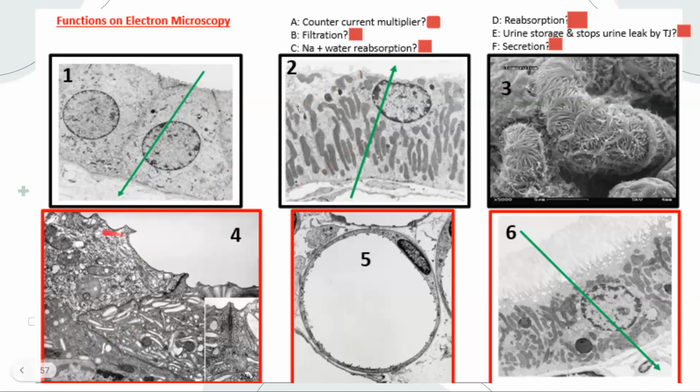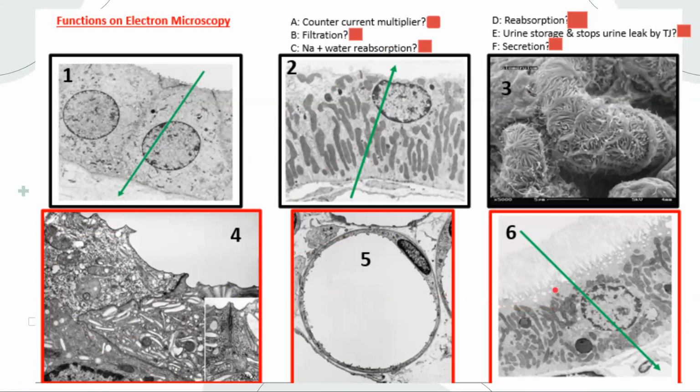Oh, this is the bladder. This is pretty much the bladder. Number 5, would anybody like to answer what that is? Loop of Henle, perfect. So do you think this is the thin loop of Henle or the thick portion of the loop of Henle? Thin, because it has only one layer. That's perfect, thank you.